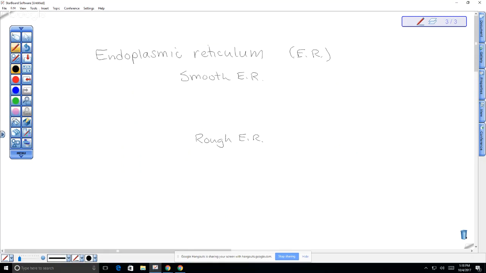So these are organelles, and these organelles have spaces inside of them where chemical reactions can take place. So this just actually compartmentalizes the cell, so different things can occur in different places. So the smooth ER specifically produces lipids.